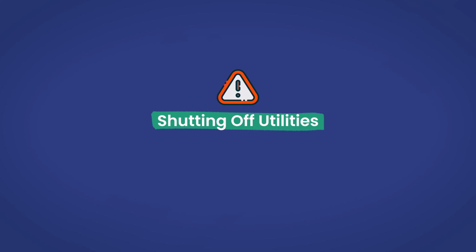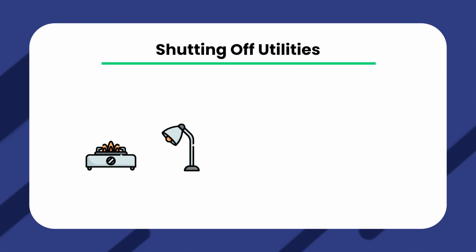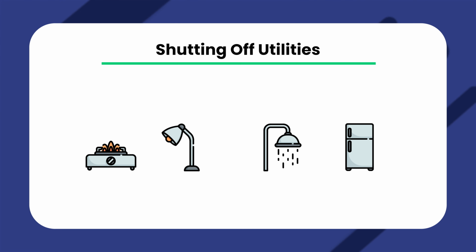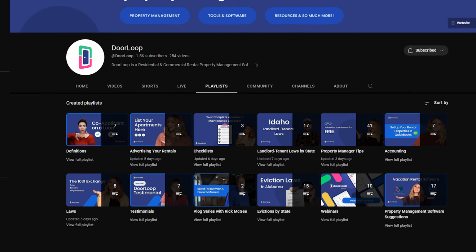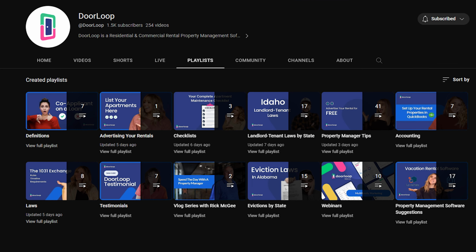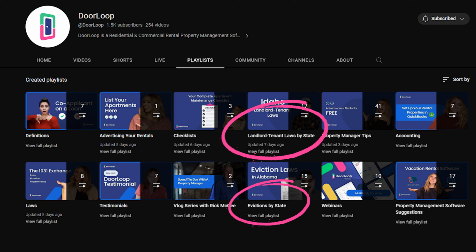Shutting off utilities. When a landlord wants to force a tenant out of a rental property, they may resort to shutting off the utility services. This could include gas, electricity, water, or any other utilities of the property. In many states, this is considered a self-help eviction or landlord retaliation. And in many states, it is also completely illegal. If you want to learn more about self-help evictions or other eviction laws, make sure to check out our playlist on evictions or our playlist on landlord-tenant laws here on this YouTube channel.